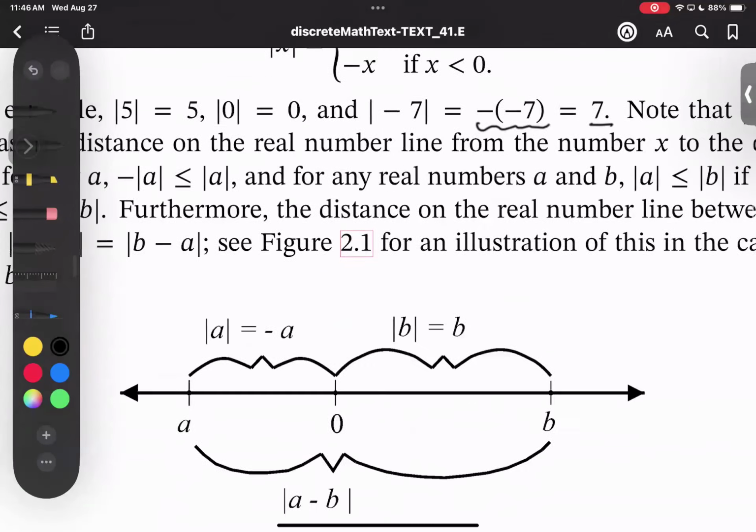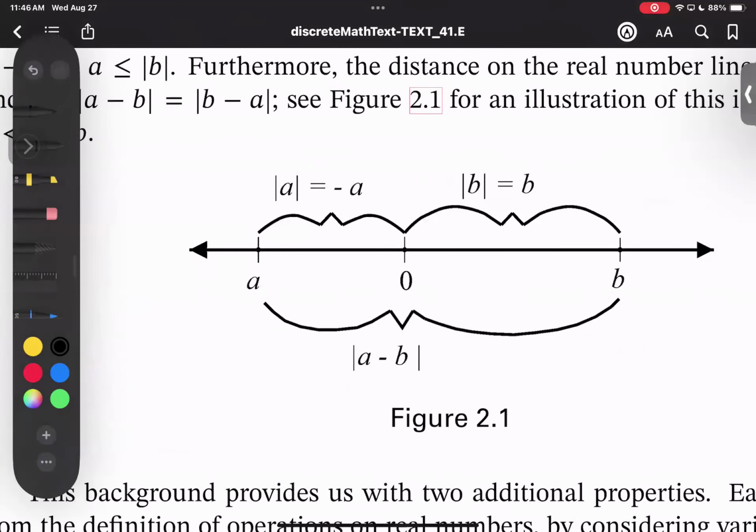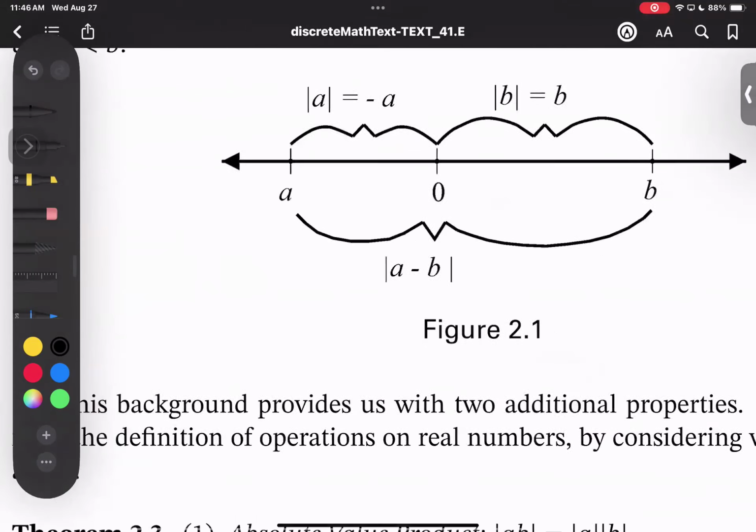I know we're running out of time. So absolute value is used to represent the distance between two numbers. So that's where we have a minus b, take the absolute value, that's the same as b minus a. And that gives us the distance between a and b, regardless of whether they're greater than 0 or less than 0 or one's bigger than the other.